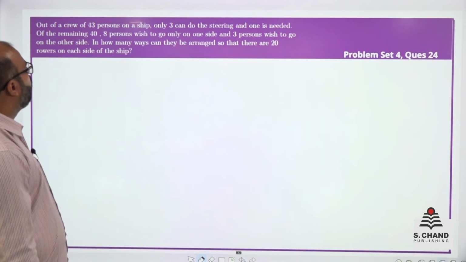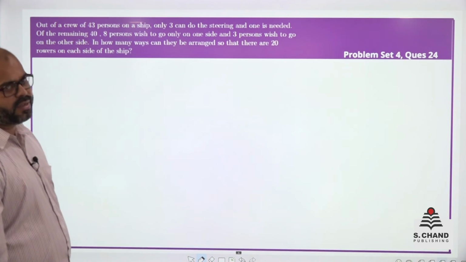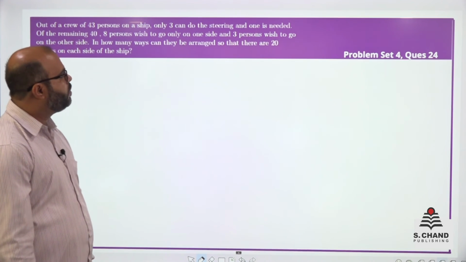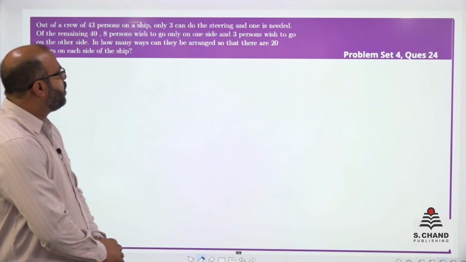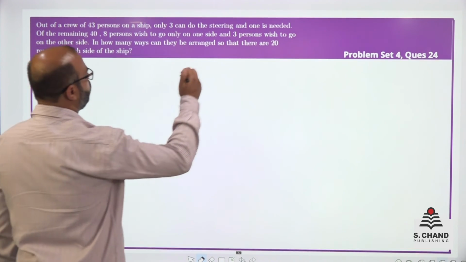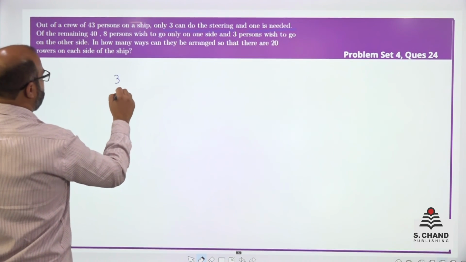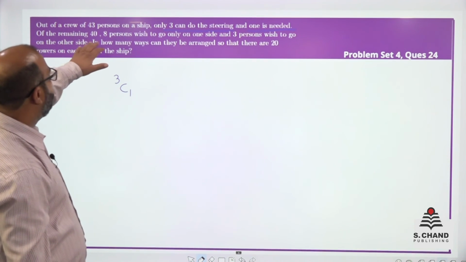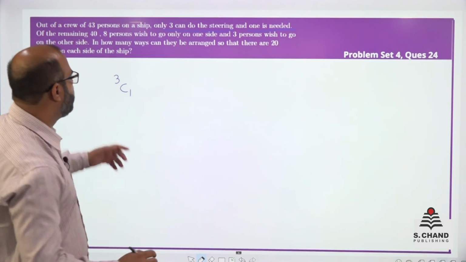Out of a crew of 43 persons on a ship, only 3 can do the steering and 1 is needed. Of the remaining 40, 8 persons wish to go only on one side and 3 persons wish to go on the other side. In how many ways can they be arranged so that there are 20 rowers on each side of the ship? So, first we have to select only one steerer out of 3. So, that can be taken as 3C1 ways. Now, of the remaining 40 rowers, 8 persons wish to go only on one side, let us say left or right, any one side.